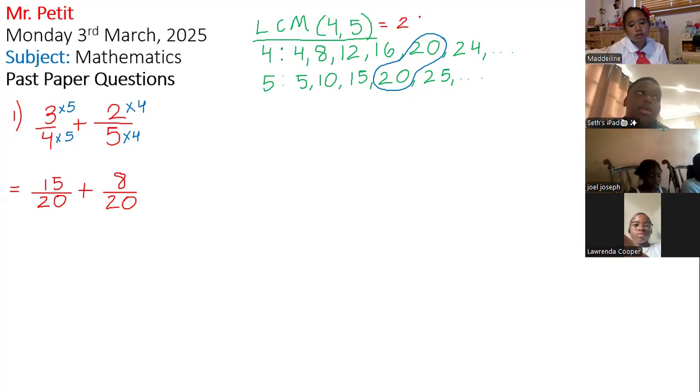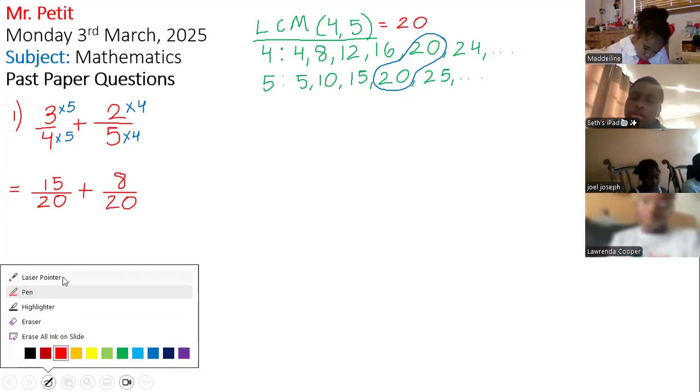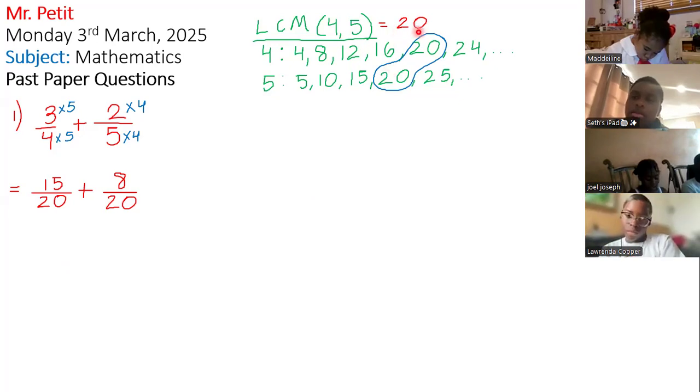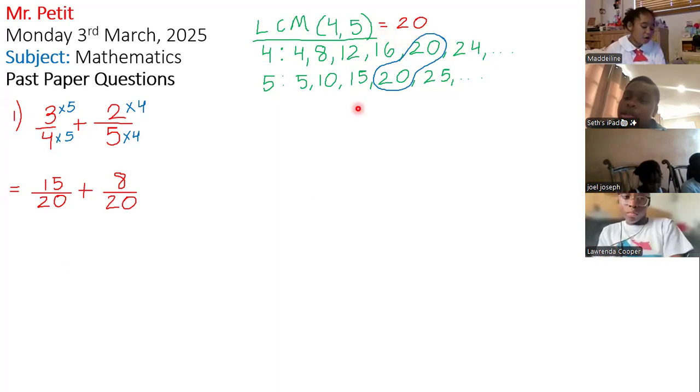If you don't understand it, don't say it. What you say, Mr. Petit? Do you understand how we got the lowest common multiple as 20? Because they both have 20 in common.